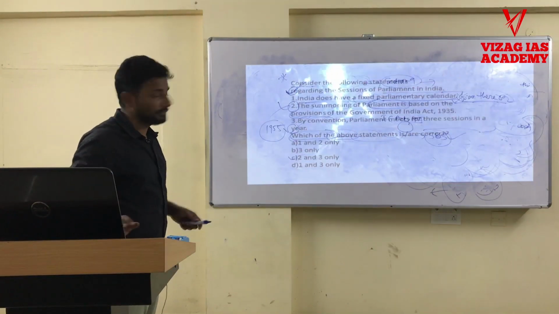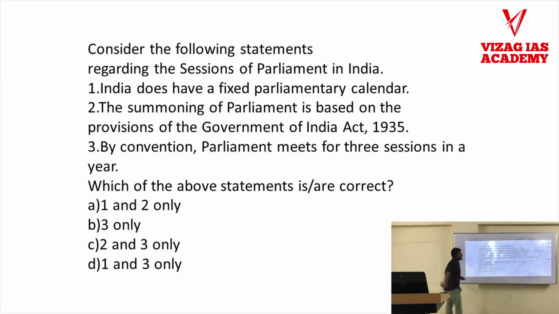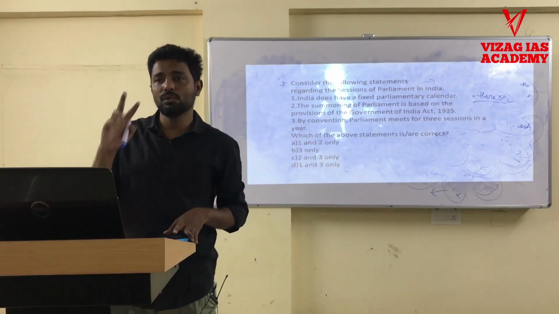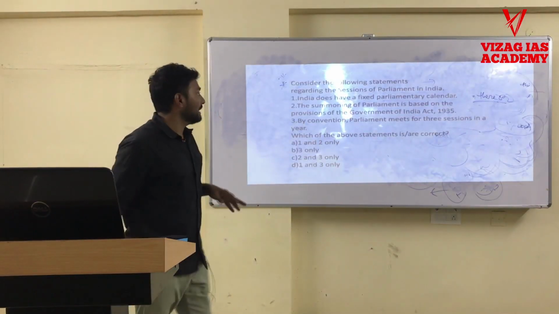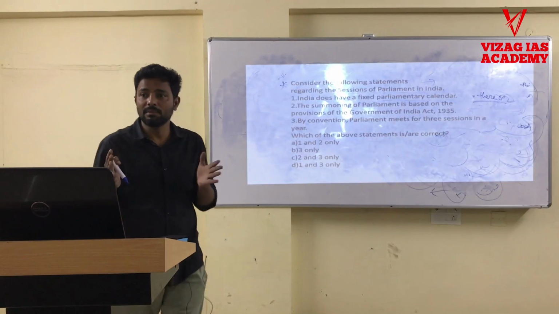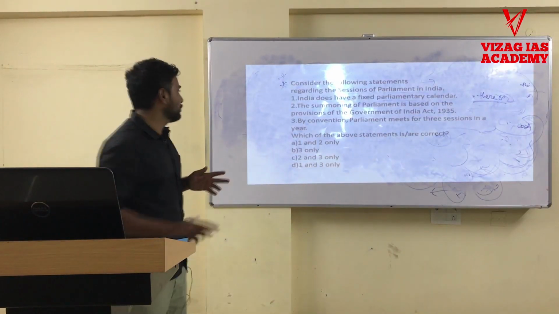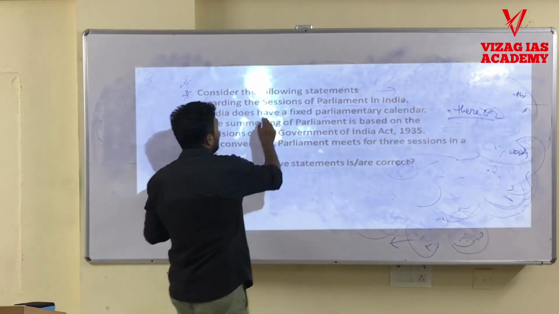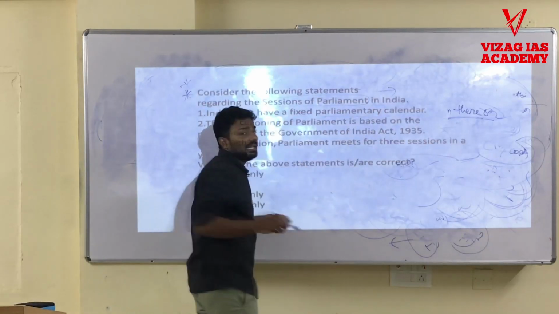So 1 and 3. Consider the following statements regarding the sessions of Parliament in India. How many sessions must be conducted in a year? At least 2. There should not be a gap of 6 months between 2 sessions. But in reality, how many sessions have we been conducting? 3 sessions.